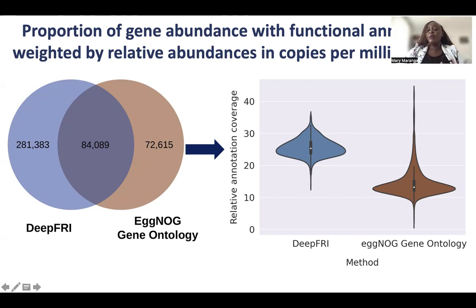So we now wanted to evaluate the proportion of metagenome gene abundance with functional annotation by both methods. First, we calculated the gene abundance by mapping short reads to our non-redundant gene catalog using KMA and normalizing these relative abundances in copies per million. With DeepFRI, we see an increase in annotation coverage at around, on average, 25%, while EGGNOG gives annotation coverage of around 14%. So we see DeepFRI is able to increase the annotation coverage of metagenome assembled genes.